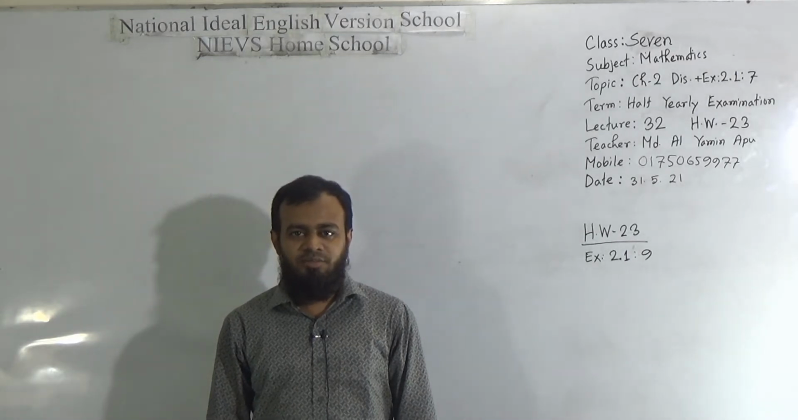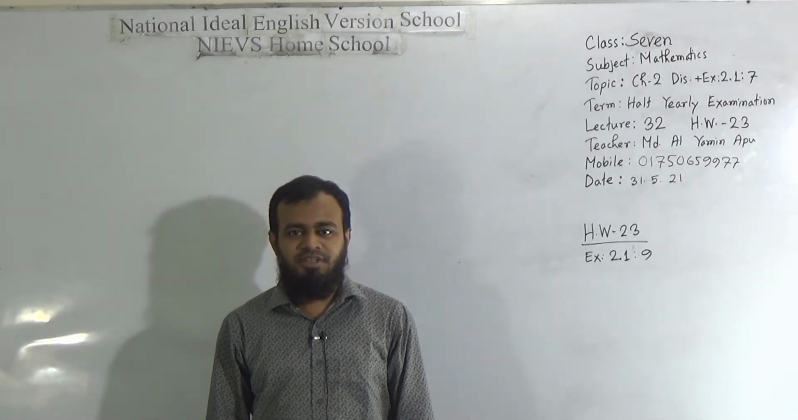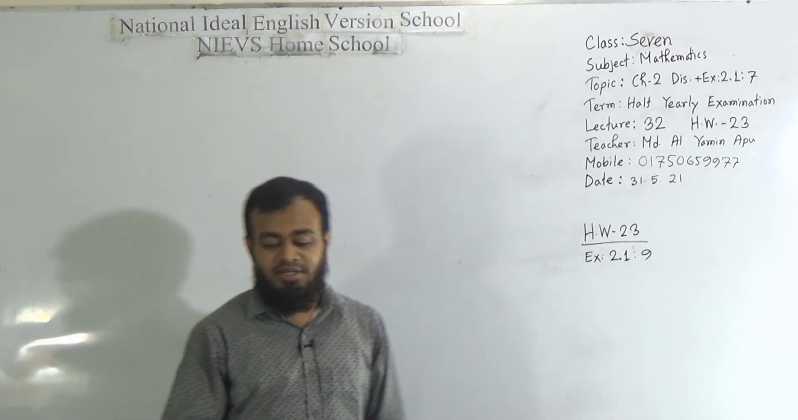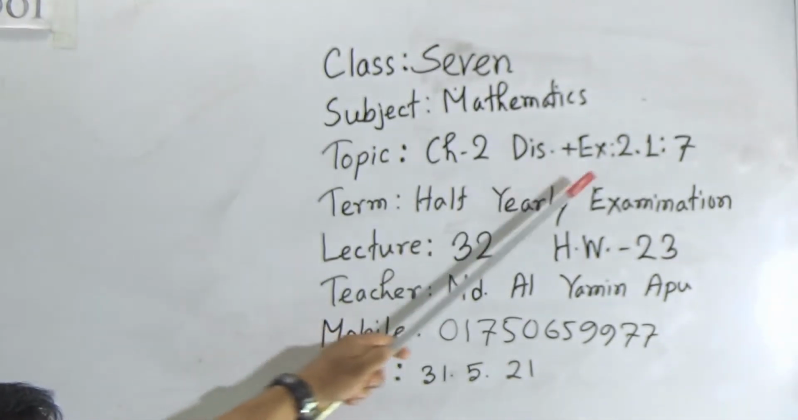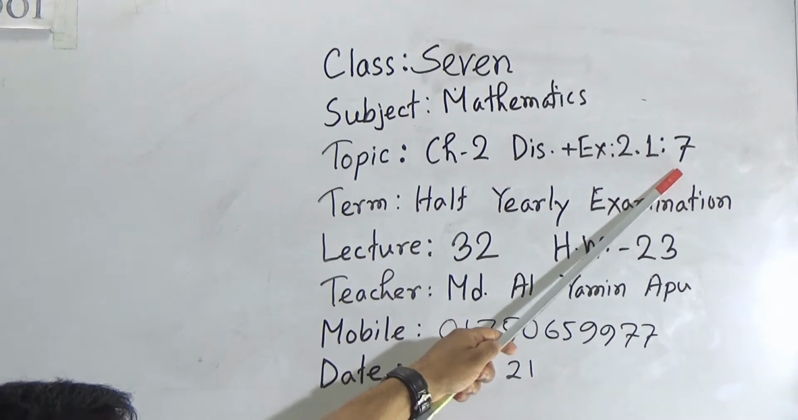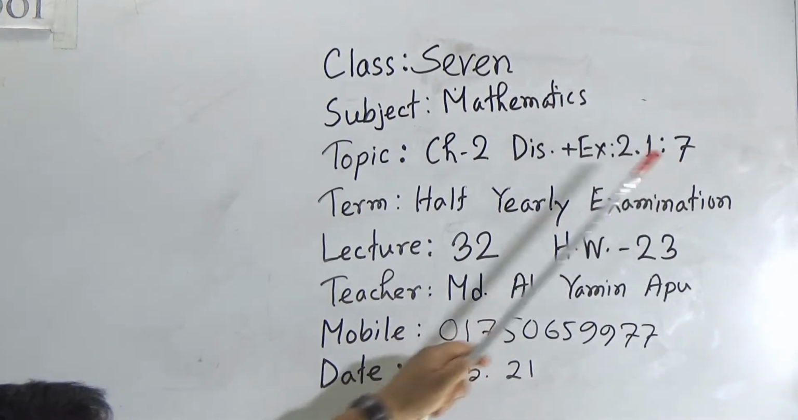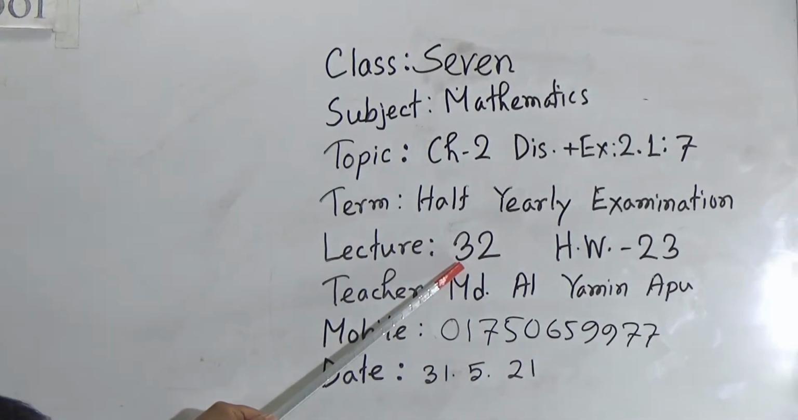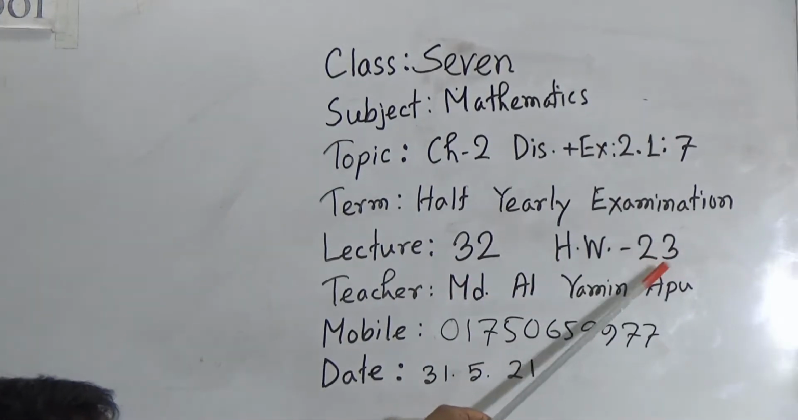I am Yamin Apu, an assistant teacher of mathematics, National Ideal English Versing School, morning shift. My dear students, I am going to take a math class today for the students of class 7. Our topic today is chapter 2 discussion, exercise 2.1, question number 7. That means question number 7 will be solved and some discussion will be held. Your lecture number is 32, and your homework number is 23.